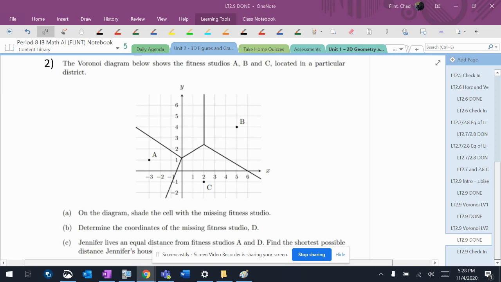So we've got a diagram here that shows fitness studios A, B, and C located in a particular district, meaning an area of a city. Why would they use a diagram like this? Maybe they're all owned by the same company, and they're trying to break up where they're going to advertise for that particular fitness studio. You would probably want to go to the one closest to your house, so they would concentrate their advertising in that zone of the city.